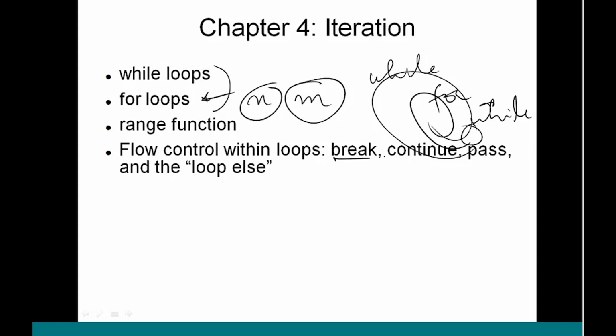Now the definition for these flow control statements. The break statement terminates the loop statement and transfers the execution to the statement immediately following the loop. So whenever the break condition is satisfied, the loop is completely broken, and the flow control goes to the next statement past the loop.